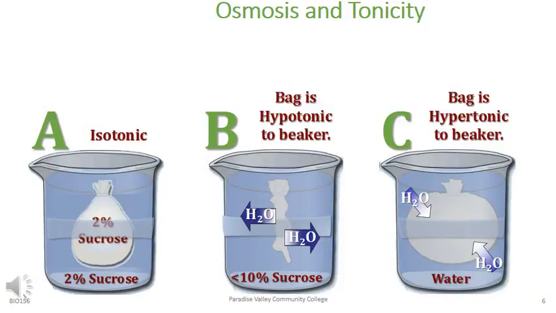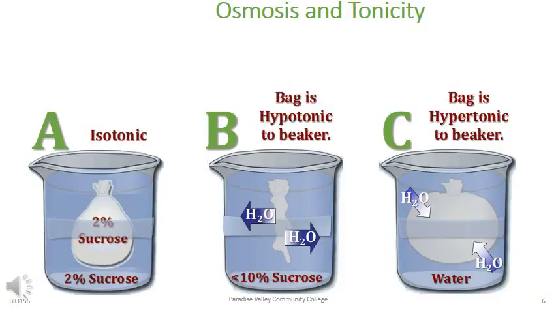So now we've created an isotonic solution as far as water goes, but the bag is said to be hypotonic to the beaker. Okay, so the bag is hypotonic because it has less sugar than the beaker. So when we say hypotonic and hypertonic, we are referring to the solutes, that solid or molecular matter, in the fluid.